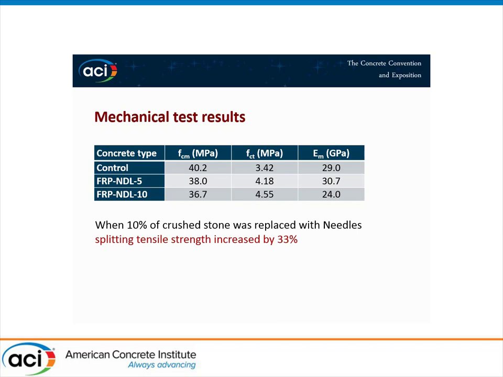Replacing 5% of coarse aggregate with these needles increased tensile strength 22%. Replacing 10% of coarse aggregate with needles increased tensile strength 33%. That's significant.